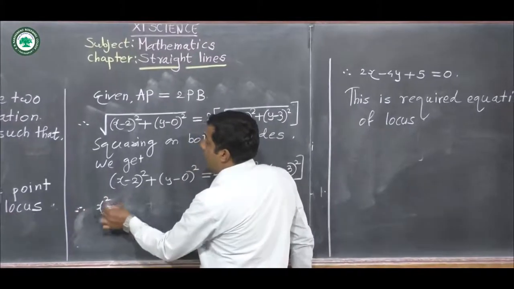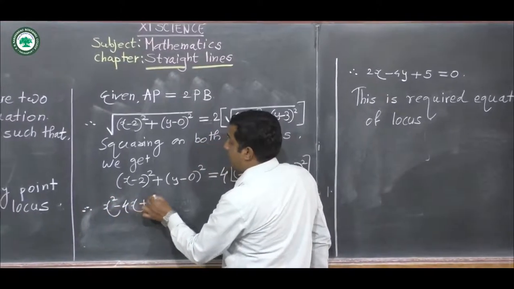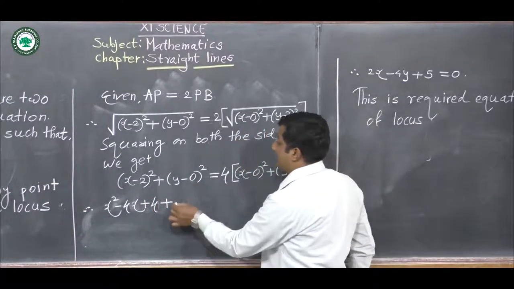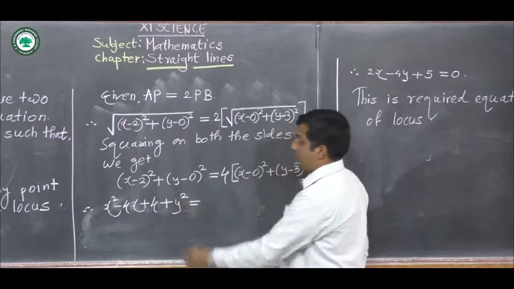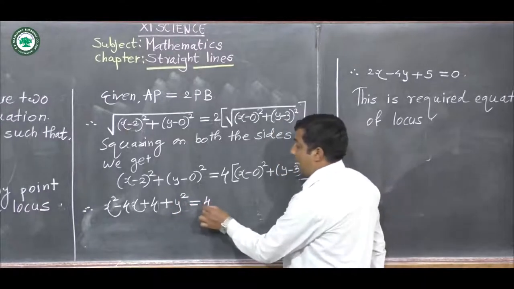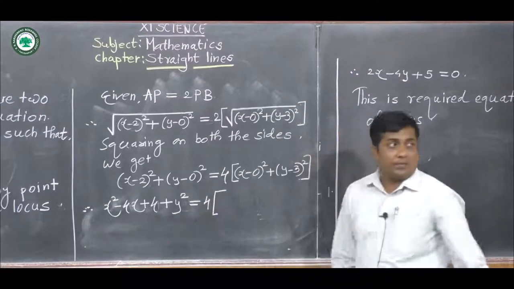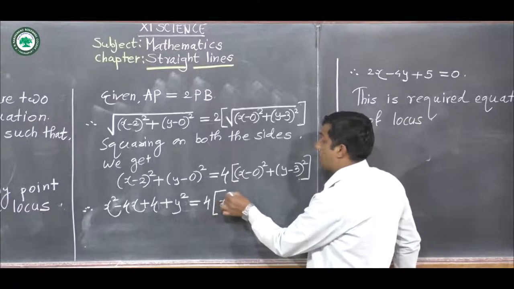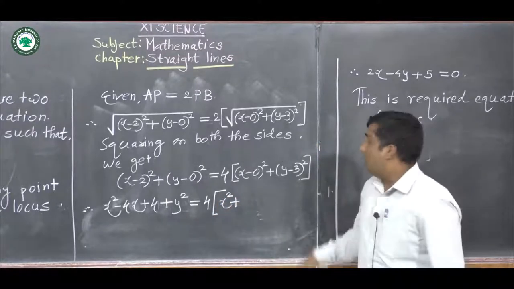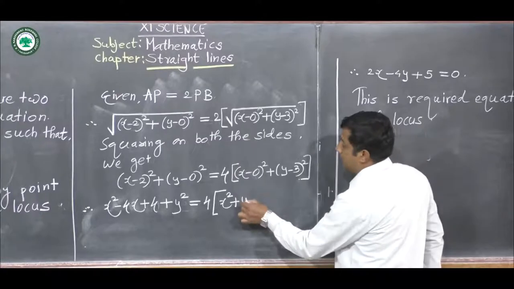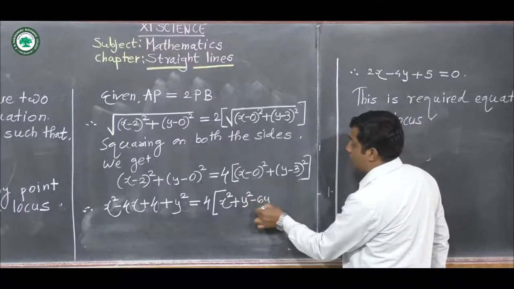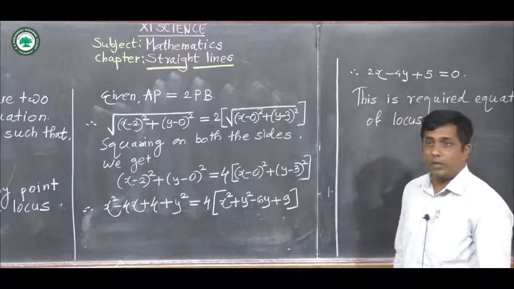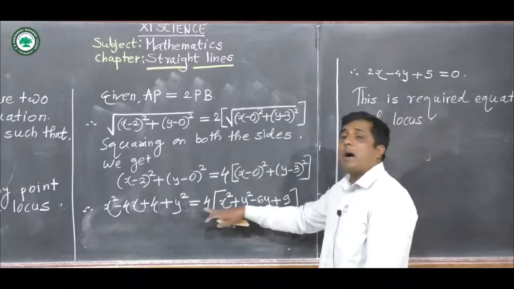Here it is x square minus 4x plus 4 plus. We know y minus 0 is y and its square is y square, is equal to. Then here 4 as it is, then inside the bracket, here again x minus 0 is x and its square is x square plus, then (y minus 3) whole square is y square minus 6y plus 9. This bracket is complete. Okay, let's multiply this bracket by 4 first.